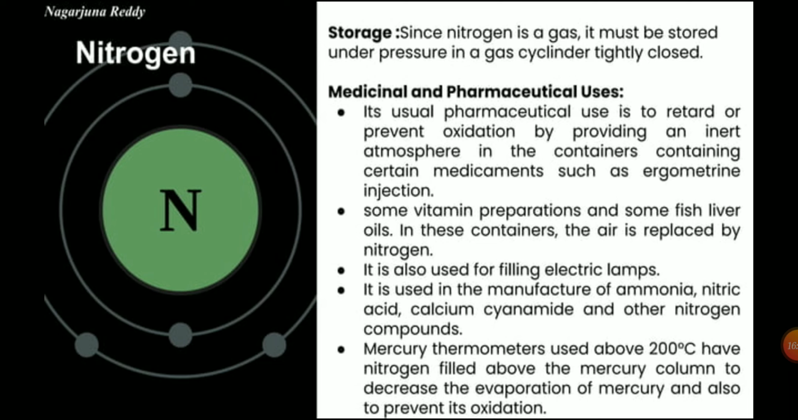Uses: it is used pharmaceutically to retard or prevent oxidation by providing an inert atmosphere in containers of certain medicaments such as arsenic injections, some vitamin preparations, fish liver oils, etc. It is also used in electric lamps, and in the manufacture of ammonium nitrate, nitric acid, calcium cyanamide, etc. So these are the uses of nitrogen.